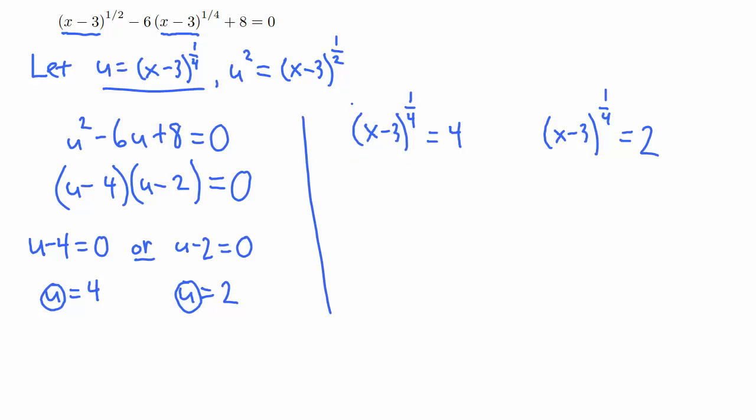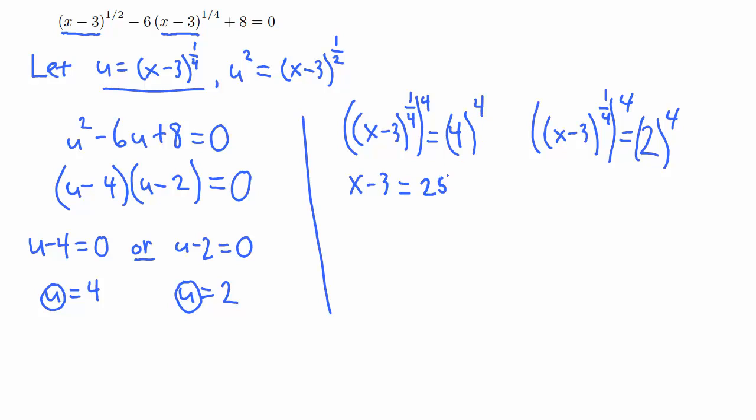Now, to get rid of the exponent, we have to take both sides to the reciprocal of the exponent, which in this case is 4. So we're taking both sides to the power of 4. That leaves me with x − 3 equal to 4 to the 4th power, which is 256. And then also x − 3 is equal to 2 to the 4th power. Well, 2 times 2 is 4, times 2 is 8, times 2 is 16. Add 3 to both sides, so x equals 259. Add 3 to that side means x equals 19.